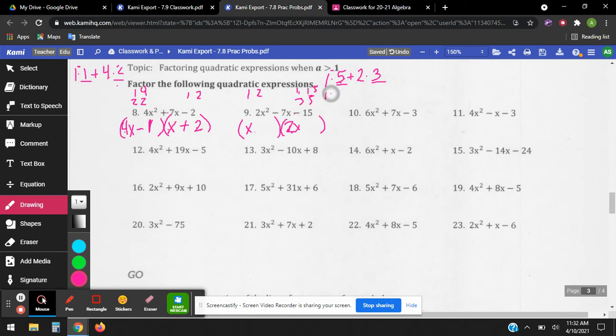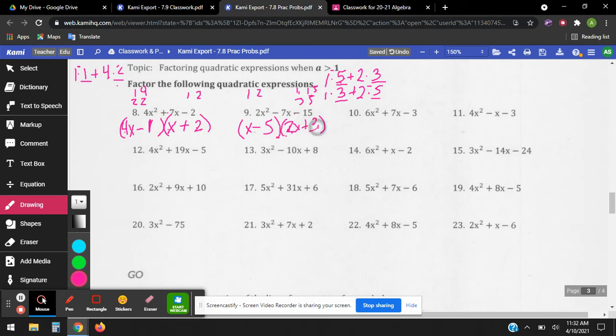What did I do? 1 times... should we try the 3? Should we switch them? Plus 2 times 5. Okay, well that's 10. Okay, so if I do negative 10 plus 3, I get negative 7. So 2 times a negative 5, so that needs to be in the opposite one to get them to multiply. 3 times positive 3 times 1.